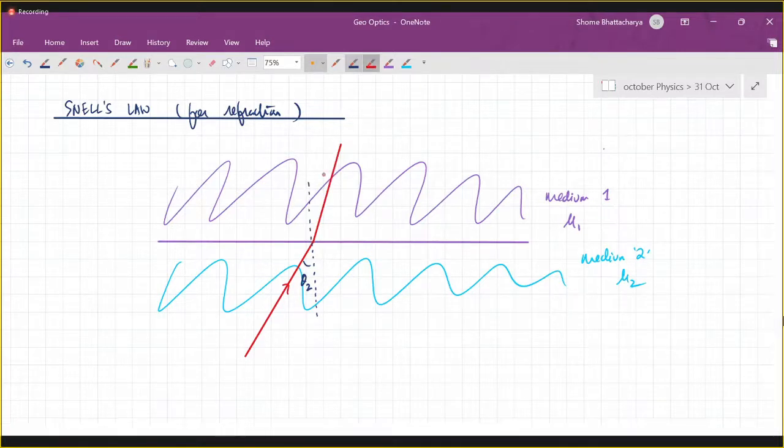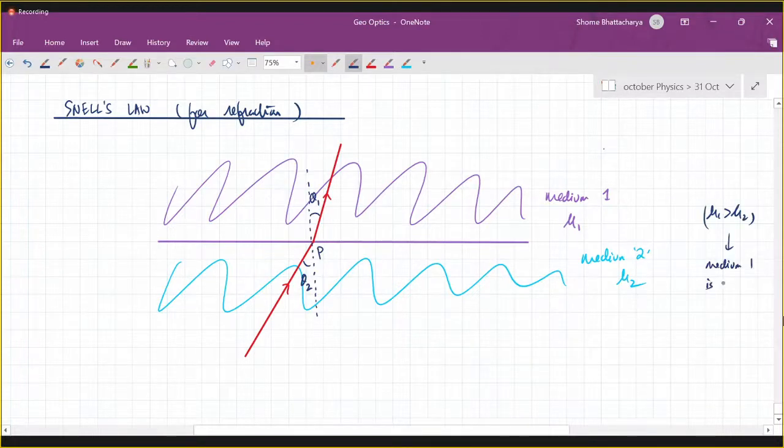So the refracted ray, in this case, bends in such a way that it makes an angle theta_1 with respect to the normal at the point of incidence. So this is a case where mu_1 is greater than mu_2. So we basically say that medium 1 is denser than medium 2. So Snell's law tells us that mu_1 sin theta_1 is equal to mu_2 sin theta_2.